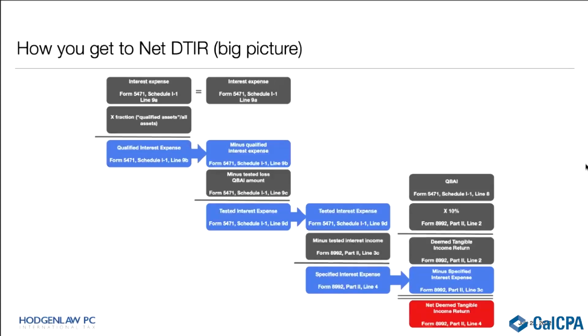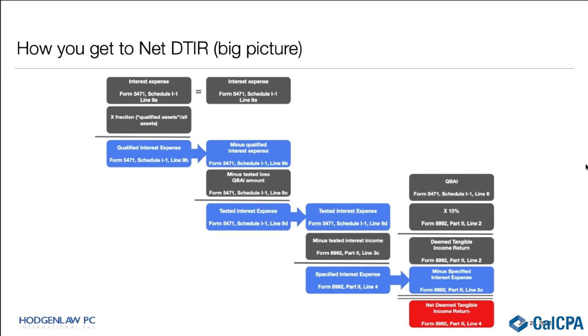And here's the big picture method. And for me, this deemed tangible income return, DTIR, is the most complex piece of the whole puzzle. You can see part of it's in gray and part of it's in blue. This shows you the interaction between the pieces that are related to interest expense, which are all in blue, and the gray part, which is all of the asset and depreciation and all that fun stuff calculation, or the simple subtractions. So you can see we start at the top with interest expense.